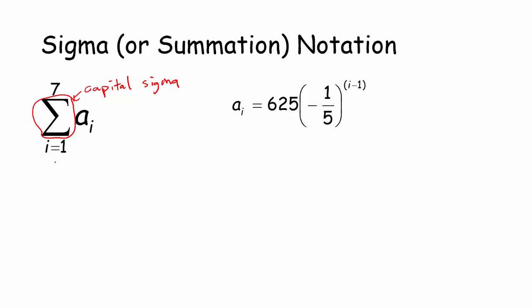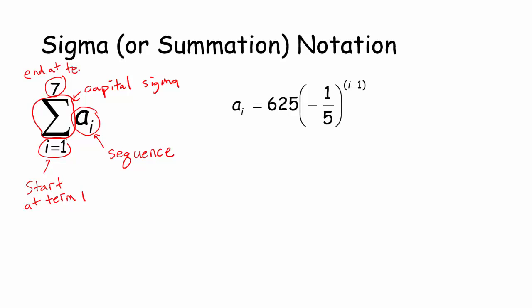So now the A of i is some sequence that we have. It could be an arithmetic sequence or a geometric sequence, or it could be just a sequence of random numbers. So it's whatever the sequence A of i happens to be. The number in the bottom tells you what term we are going to start at. So we are going to start our sum, in this case, using the first number in the list. So we're going to start at term 1. And then the number at the top tells us where we're going to end up. We're going to end at term 7.